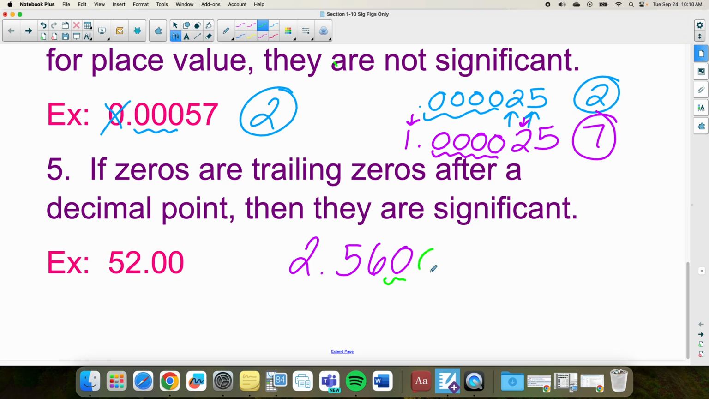Even if you had 2 zeros there, that means that you've measured that 2 more places, and we count both of these. When you have zeros at the end of a decimal, they are called trailing zeros, and we count them, okay?